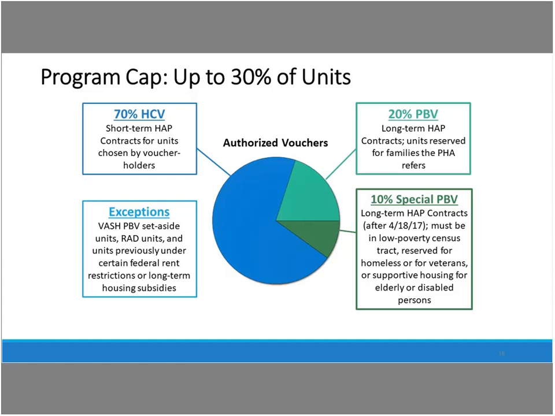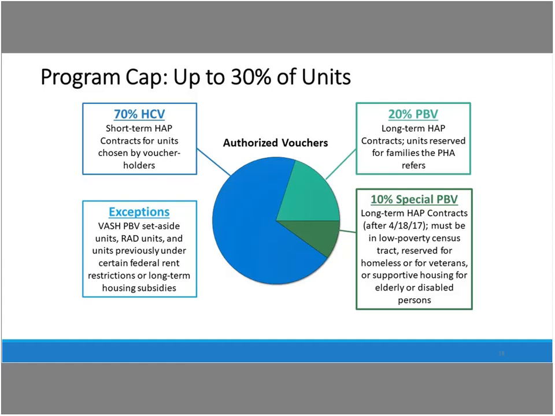So if you're in a low poverty census tract, reserved for homeless or vets, if it involves supportive housing or housing for elderly and disabled persons. So it's something to keep in mind when you're thinking about your award or your selection of a project and an award of a contract, would you want those units to fall within the 20% or the 10% set aside?